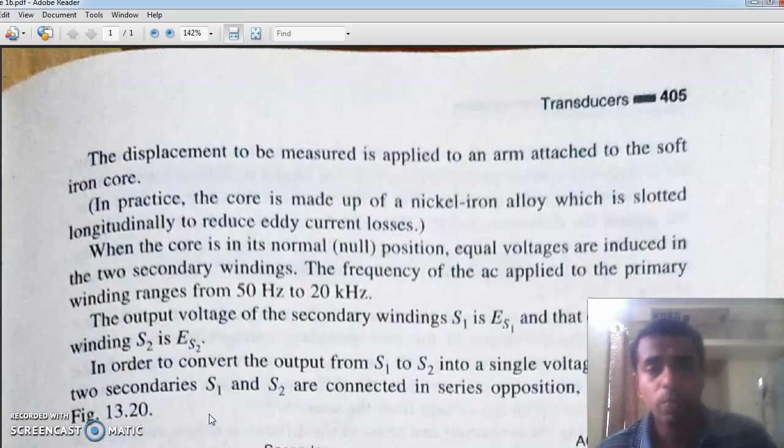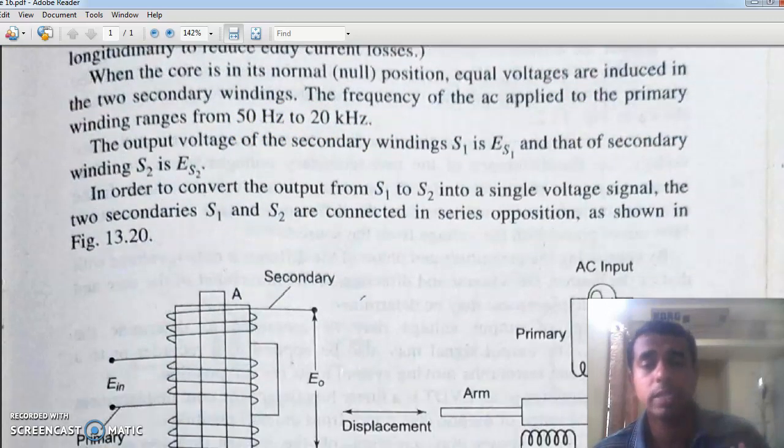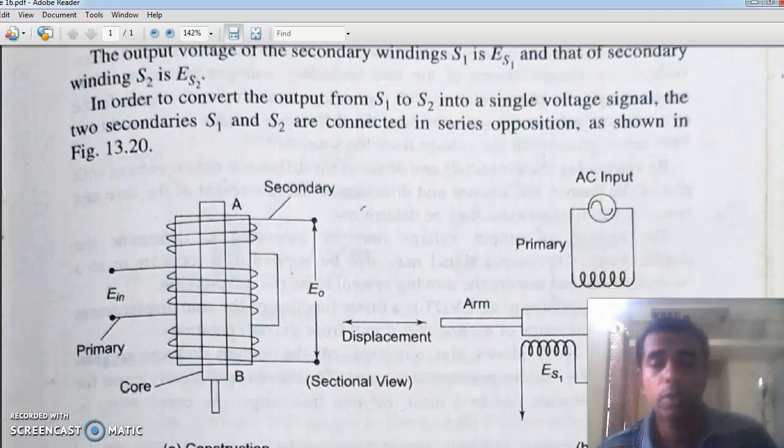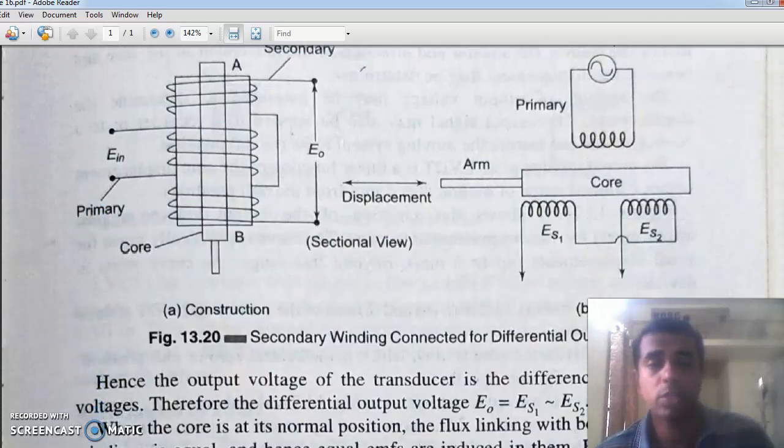That is, now the primary can be energized by a suitable AC supply, because it's a transformer, with a range of frequency from 50 hertz to 20 kilohertz. Now, when we energize the primary, the secondary also gets its own voltage by the process of mutual induction. And the first part of the secondary winding S1, let the voltage induced be ES1, and likewise S2, let the induced voltage be ES2. So this is the equivalent circuit of a linear variable differential transducer. See, so we have the primary, we have two parts of the secondary.